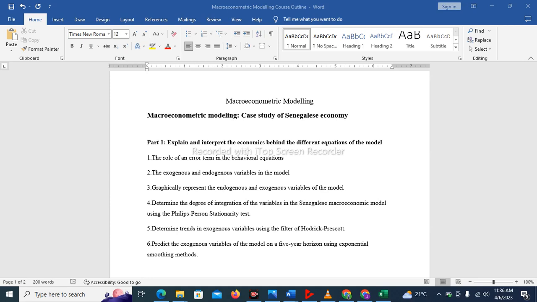I'll be taking you through various facets of macroeconomics, and I'll be particularly delving into macroeconometric modeling. So, if you have a research paper, particularly for those in economics, and you don't know where to begin, I would suggest you start from this area.